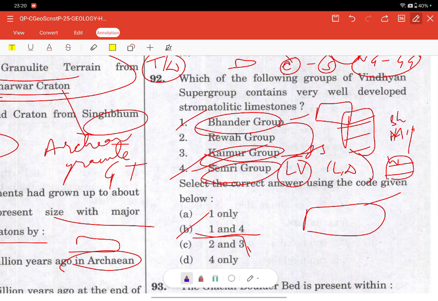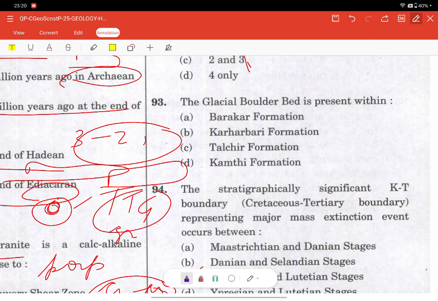Okay, now coming to the 93rd question, the glacier boulder bed is present within what? The question is that, okay.